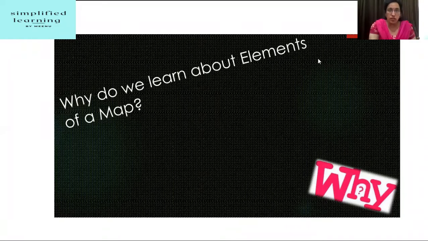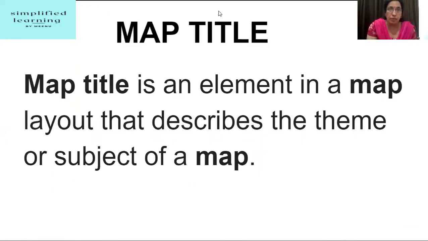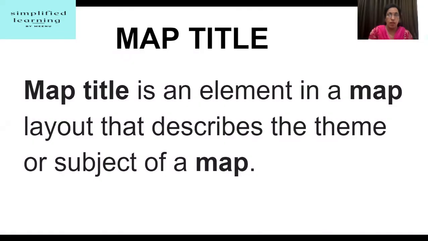So why do we learn about elements of a map? Yes, to understand it properly. So the first element is map title. Map title is an element in a map layout that describes the theme or subject of a map. So, in simple words, the title states what the map depicts. For example, a map carrying the title India Political will show the political divisions of India. A map title is usually written very clearly at the top of the map.